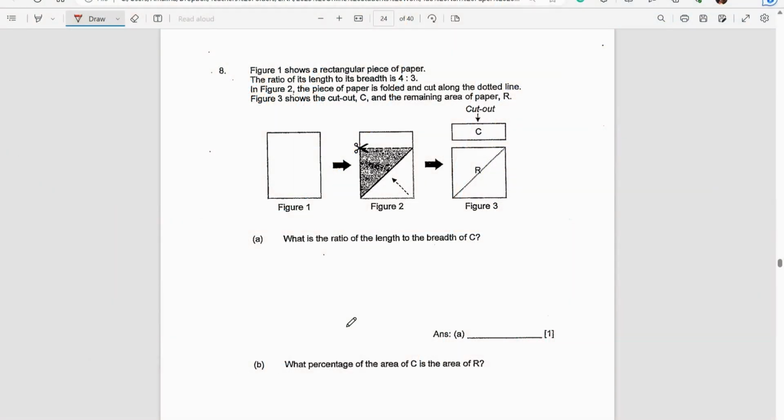Figure 1 shows a rectangular piece of paper. The ratio of its length to its breadth is 4:3. So I will cut down first. My length is 4 units. My breadth here is 3 units.